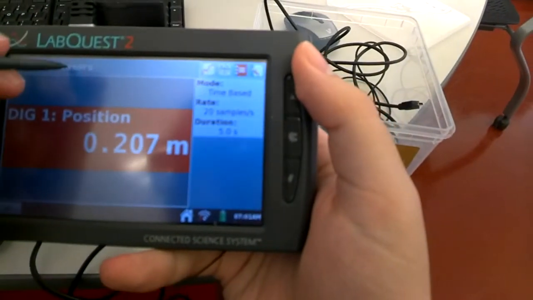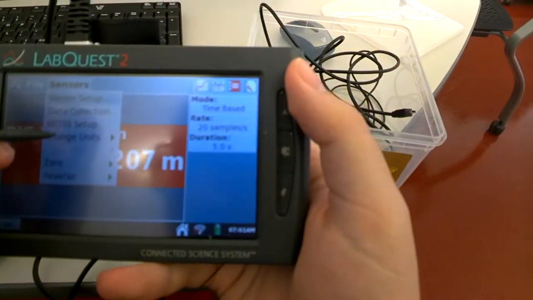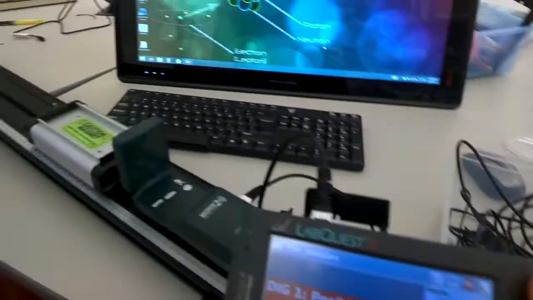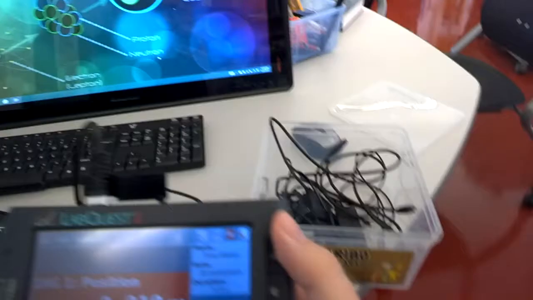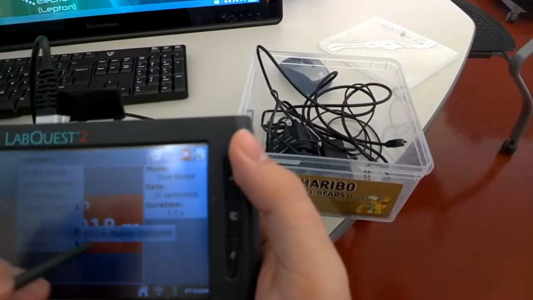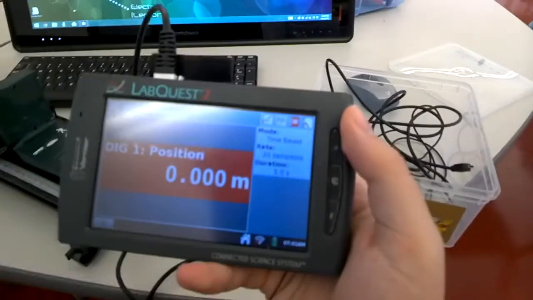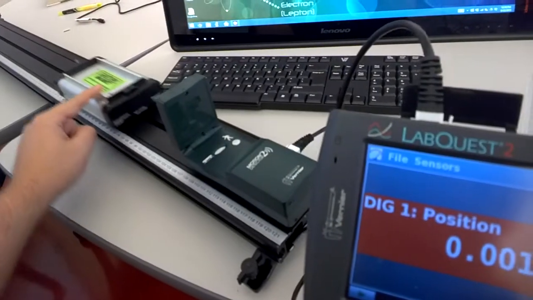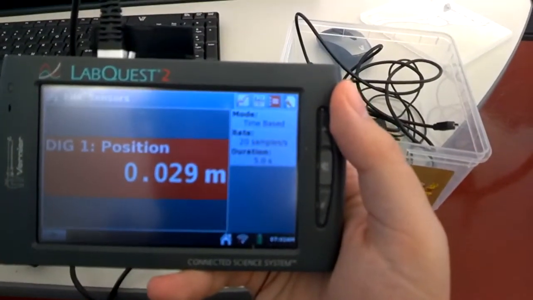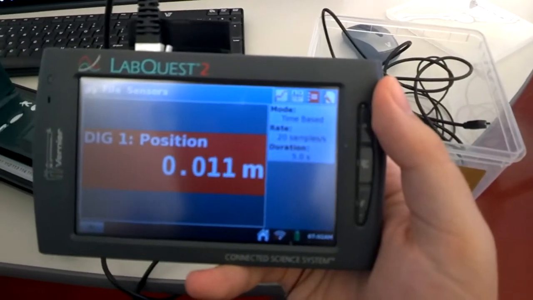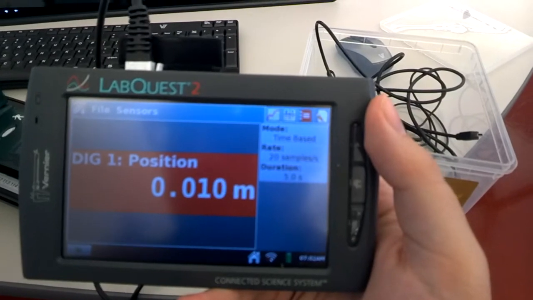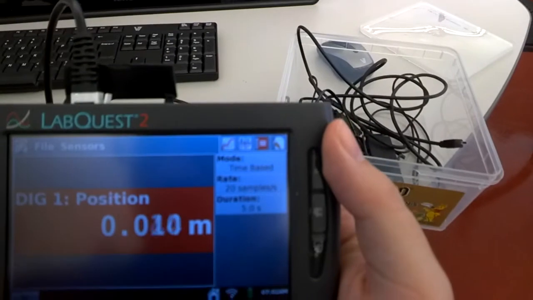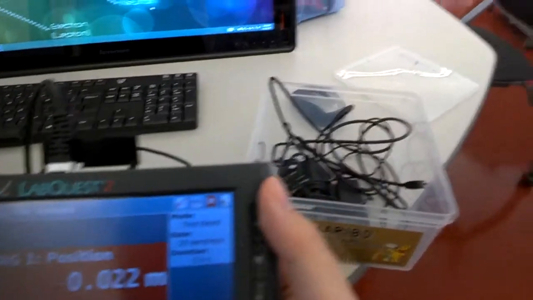I'm going to click on the sensors button. And we are going to zero the motion detector. That's probably still not a good idea. Let's actually put it zero away and do this. So now this is the zero position for our motion detector. As I move the cart away, you'll notice the position increases. As I move it towards it, it decreases. As I go like this, it begins to really wonder what's wrong with its life. So fast movement is not the best thing in the world right now.